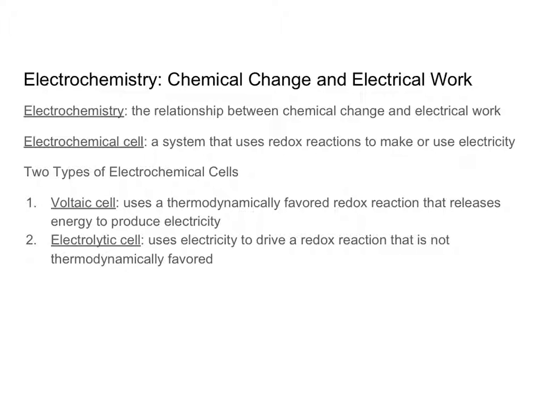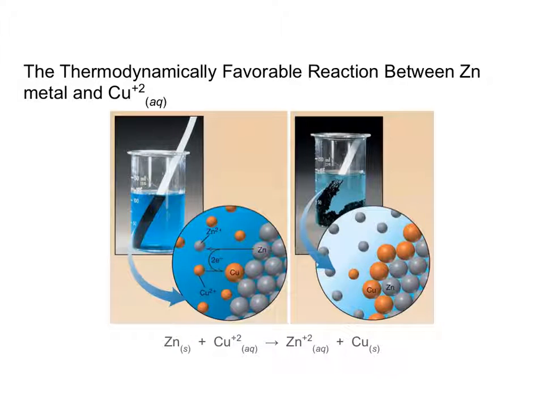And that's a system that uses redox reactions to make or use electricity. Some of you really, really loved the redox unit earlier, so we're going to go back to that for a bit. There are two types of electrochemical cells that you're going to be responsible for understanding. The first one is the voltaic cell. The second one is the electrolytic cell. The voltaic cell uses thermodynamically favored redox reactions that release energy to produce electricity. And the electrolytic cell uses electricity to drive a redox reaction that's not thermodynamically favored. We are going to really spend a lot of time in the voltaic cell, but we will definitely touch upon the electrolytic cell as well.